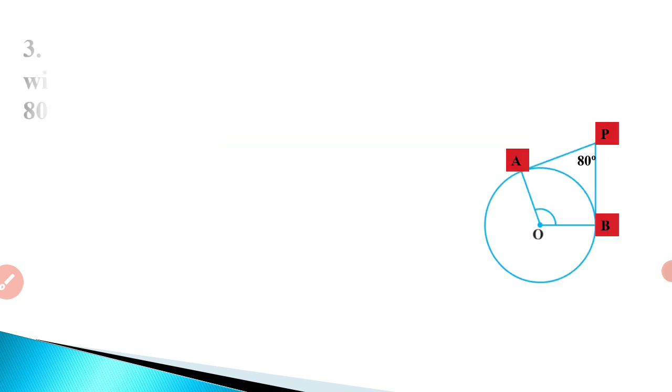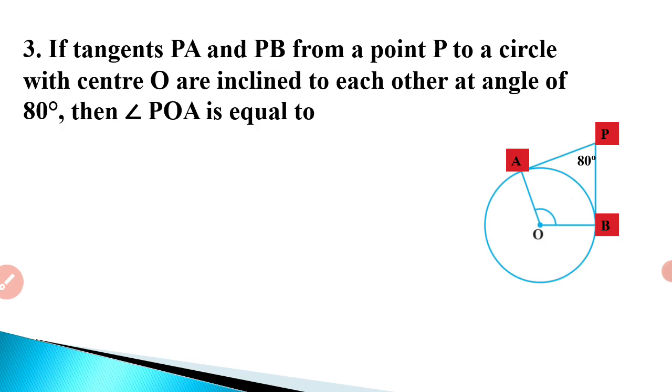Let's move to the third question. If the tangents PA and PB from the point P to a circle with center O are inclined to each other at an angle of 80 degrees, it means the angle between them is 80 degrees. That means angle APB is 80 degrees. It is shown in the figure. Then angle POA is equal to, I have to find the angle POA.